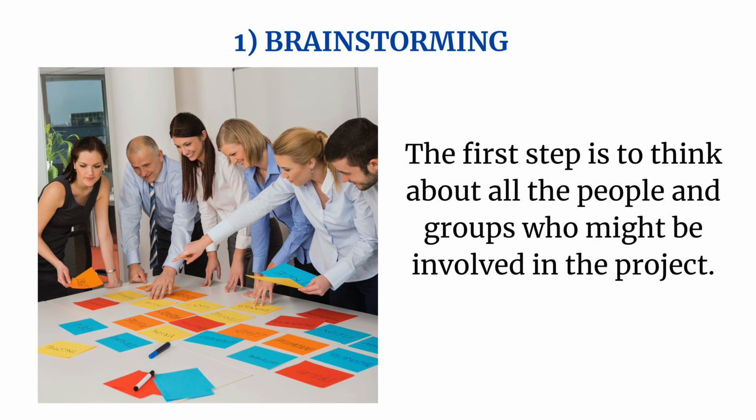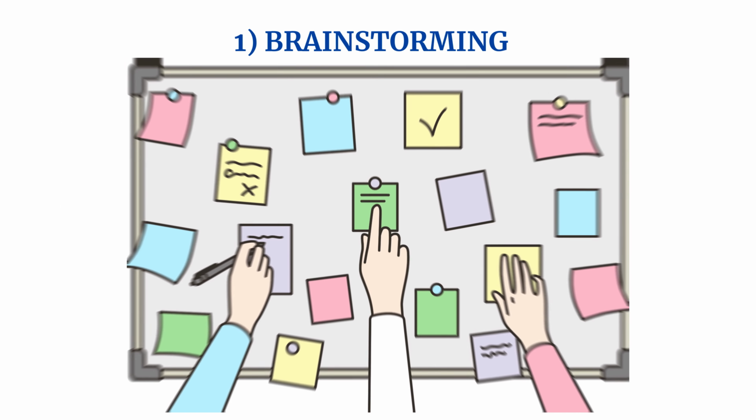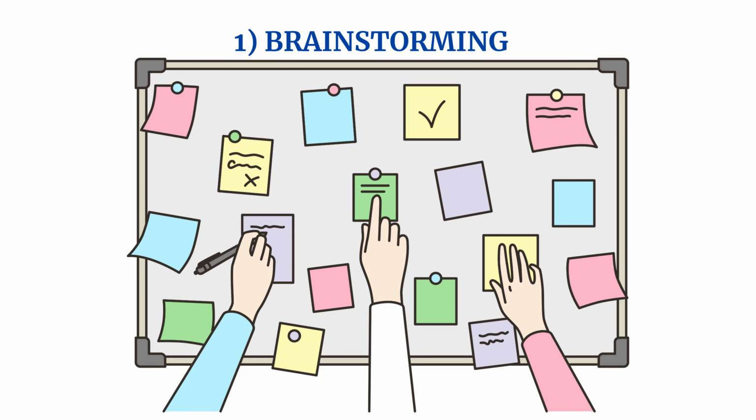1. Brainstorming. The first step is to think about all the people and groups who might be involved in the project. In this stage, we list every potential stakeholder without judgment.